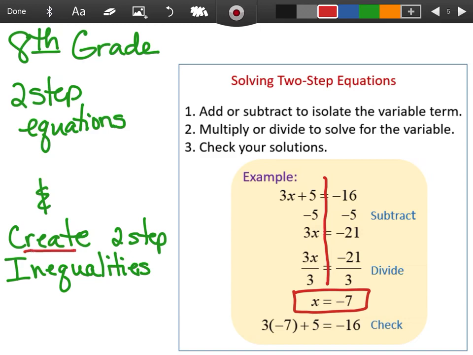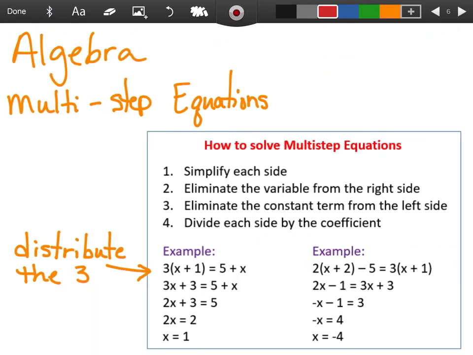Well, what happens when you move then into algebra, which is what we're doing, we're getting you ready for algebra, you're going to do the exact same thing, except if you look right here, there's a parenthesis. Well, that parenthesis means to distribute, and you're going to learn how to do that this week. So you will basically simplify to distribute and then solve your equation, okay?